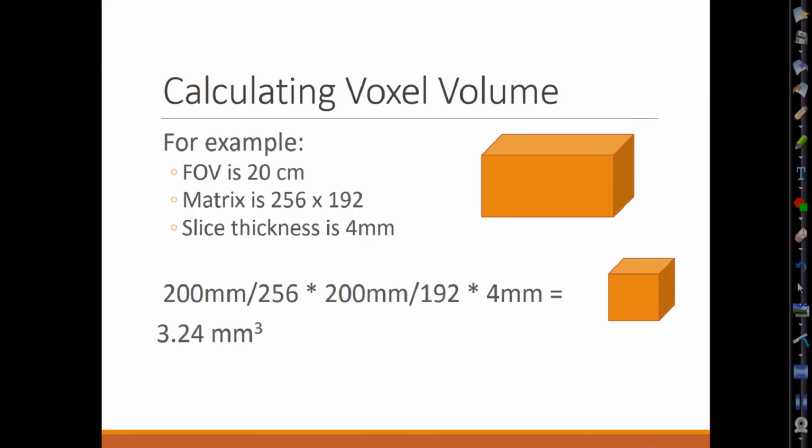All right, so let's do an example here. Our field of view is 20 centimeters. Remember, on a GE scanner, it's usually going to be in centimeters. Our matrix is 256 by 192. Which one's the phase? Which one's the frequency? Good. Awesome. 256 is our frequency encoding direction. 192 is our phase.